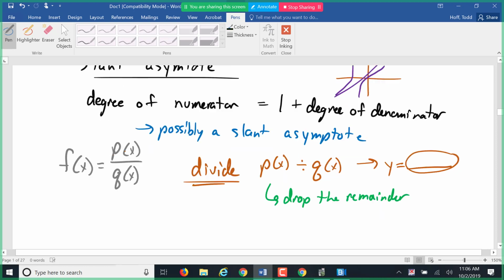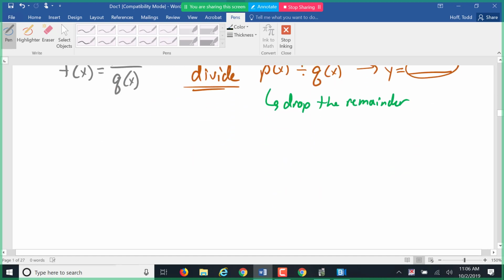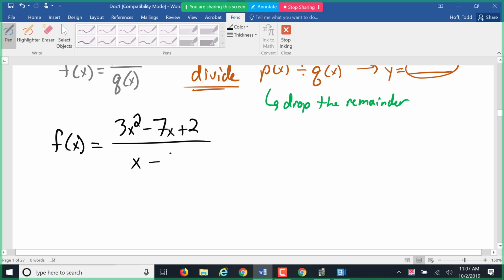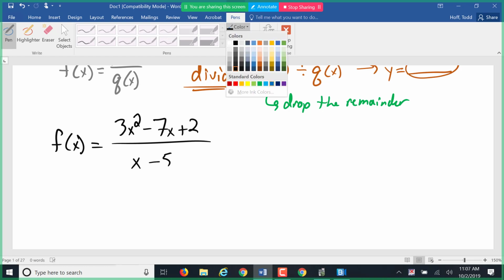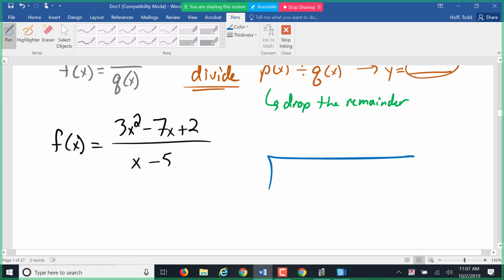We got time, I can do a quick example here. So let's say f of x equals 3x squared minus 7x plus 2 over x minus 5. I'm going to divide that out.